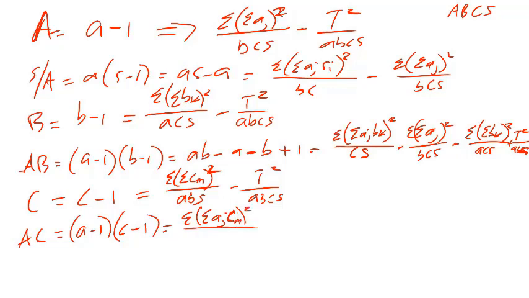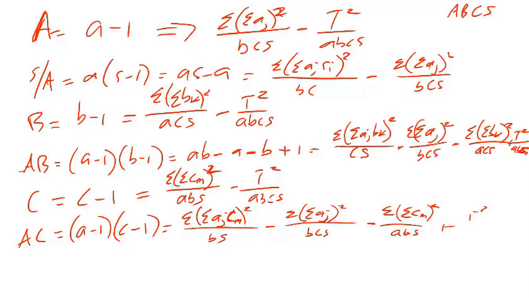Squared over BS minus sum of AJ squared over BCS minus sum of the sum of CM squared over ABS plus T squared over ABCS.